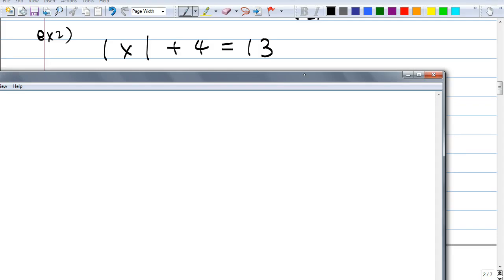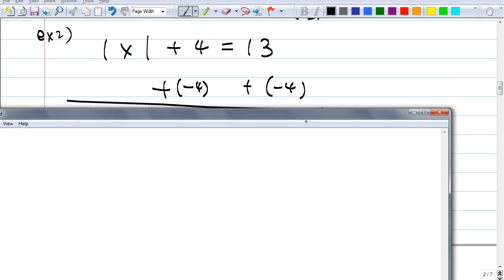I don't like subtracting. Add what to both sides? I add negative 4 to both sides. Okay. So when I add negative 4 to both sides, just notice what I'm doing. I'm adding negative 4 to both sides. Who can tell me what I get on the left side?